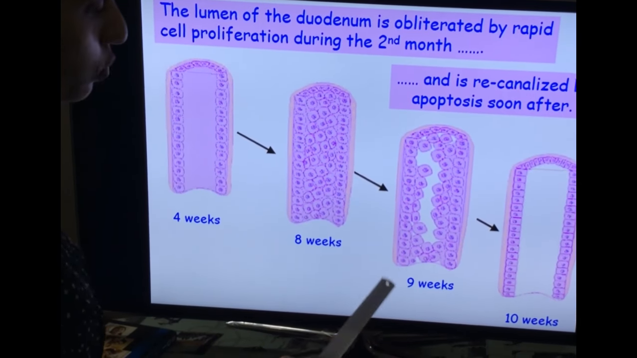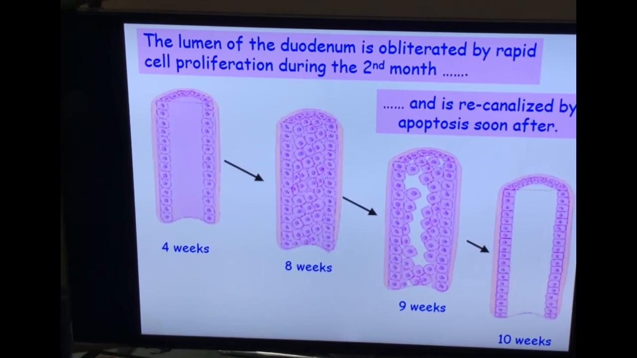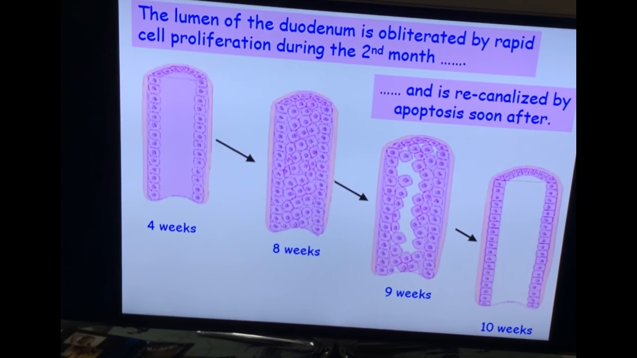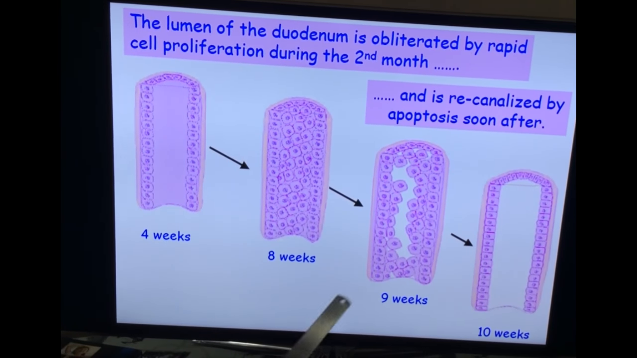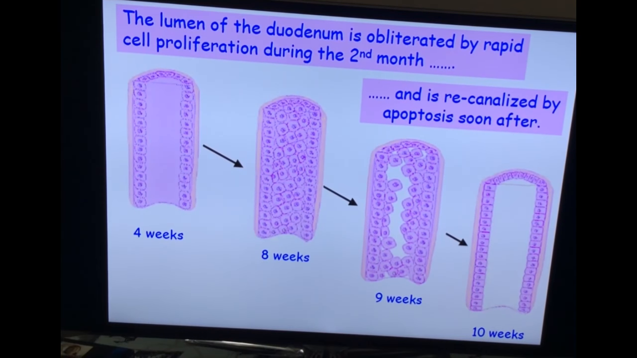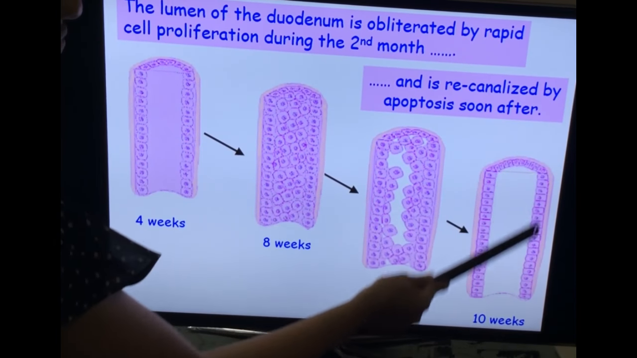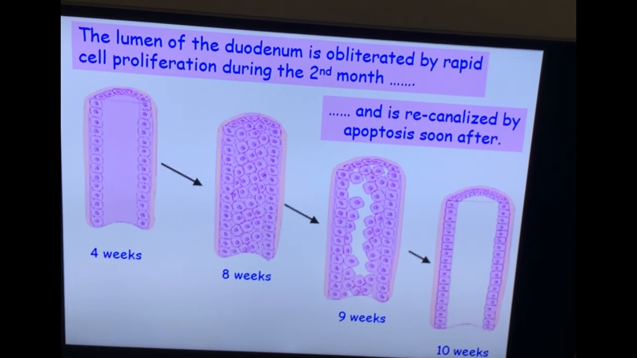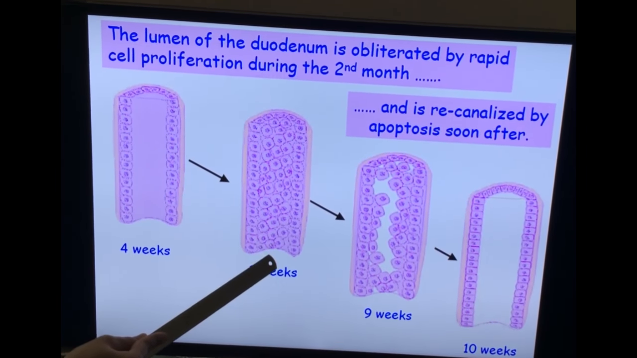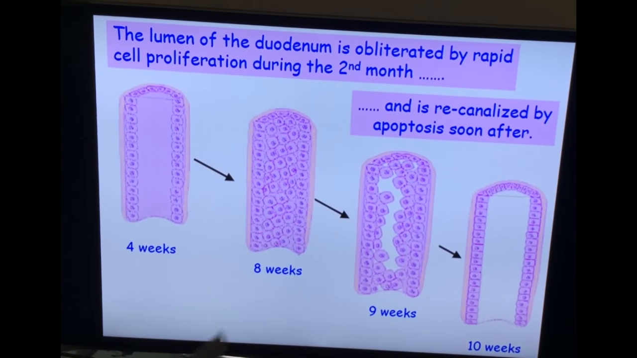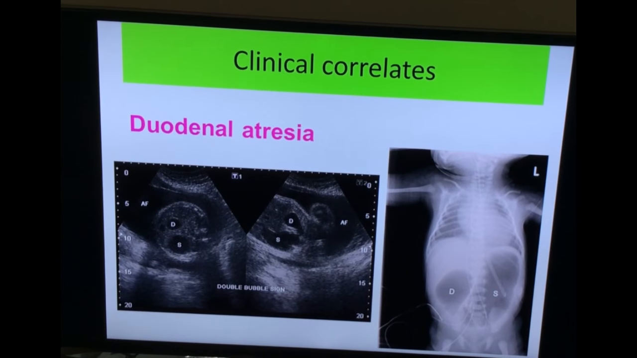At around 10 weeks, what happens? The recanalization takes place by apoptosis. Apoptosis is natural cell death. So at the 8th week there will be closure of the lumen. By about the 9th week, the cells undergo apoptosis and there will be recanalization and formation of the final epithelium at around 10 weeks. So at the 4th week, initially the epithelial cells are present. They proliferate at the 8th week, and by the 9th week there will be apoptosis resulting in recanalization. This is an important step in the development of the duodenum.